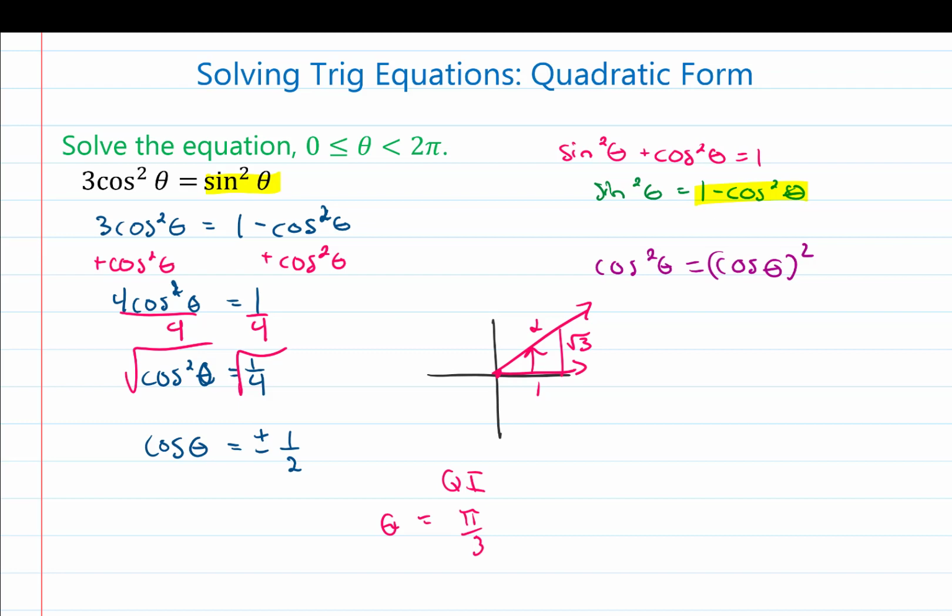But because cosine has a positive ratio also in quadrant number 4 and a negative ratio in quadrants 2 and 3, we have an angle defined in each quadrant. So quadrant number 2 would give us a solution of 2 pi over 3, which, by the way, still has a reference angle of pi over 3. Quadrant number 3 would have a solution of 4 pi over 3, which again has a reference angle of pi over 3. And then finally, quadrant number 4 would have a solution of 5 pi over 3, which again has a reference angle of pi over 3. So those are your 4 solutions to this equation.